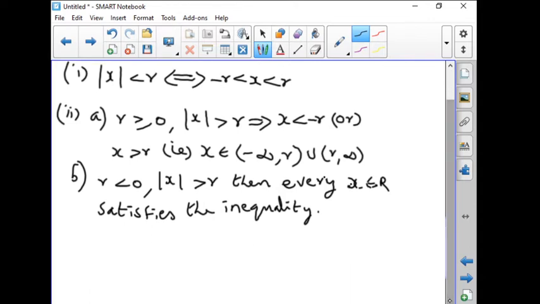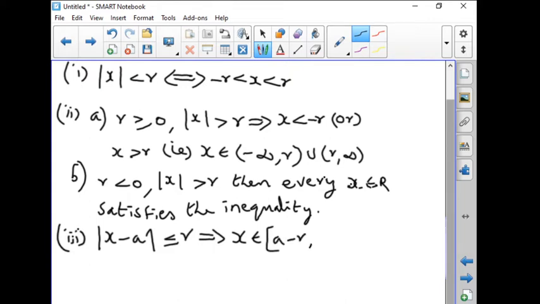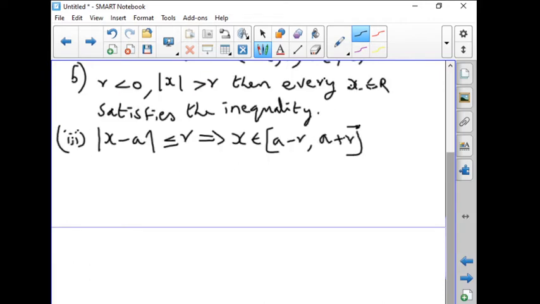Then third one. Third is when modulus of x minus a is less than or equal to r, then we have x belongs to the closed interval a minus r comma a plus r. So this you have to remember, all this we will be using in this exercise when we do the problems.